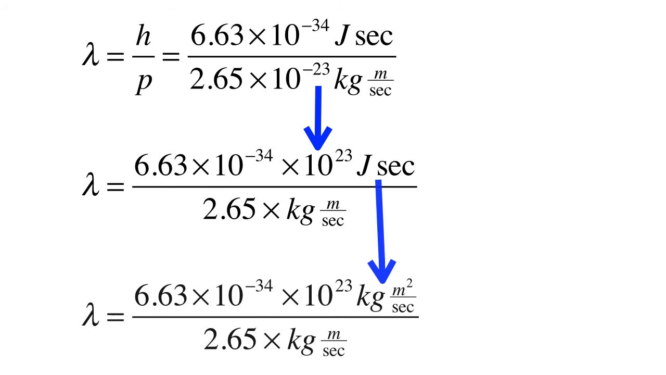The other thing I want to do, of course, is my standard Dr. B trick. Change that joule seconds into kilogram meters squared per second. All right, there we go. Got that. And then I do some cancellation. And so I'm canceling kilograms and everything. And so I have 6.63 divided by 2.65.